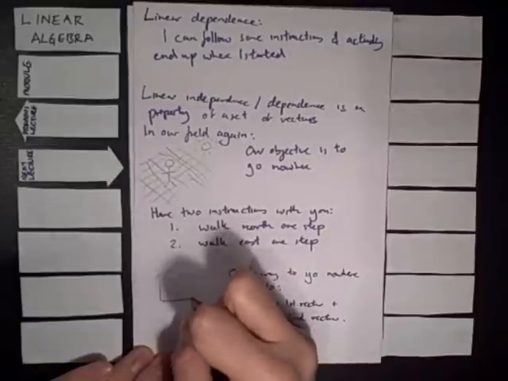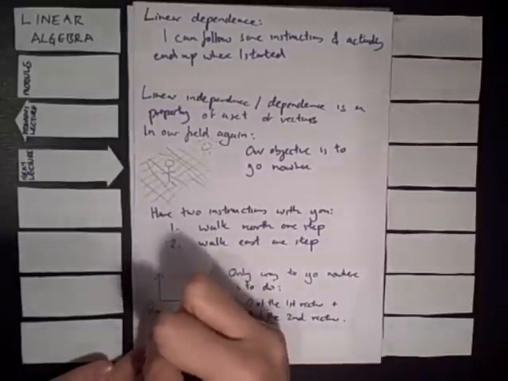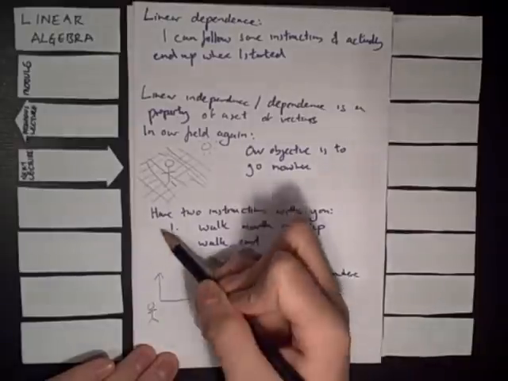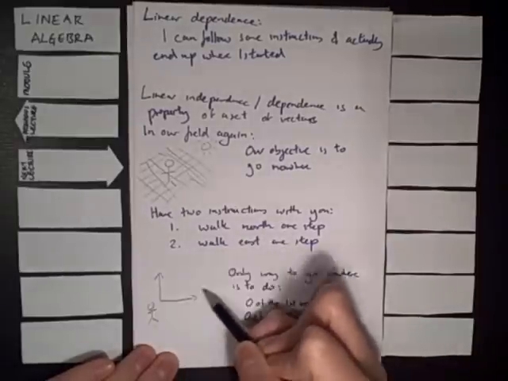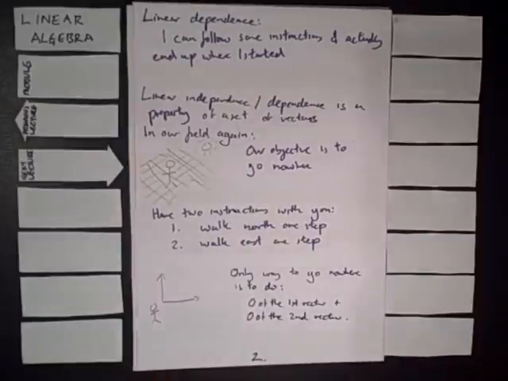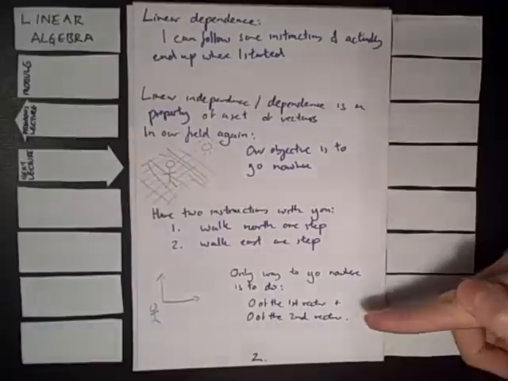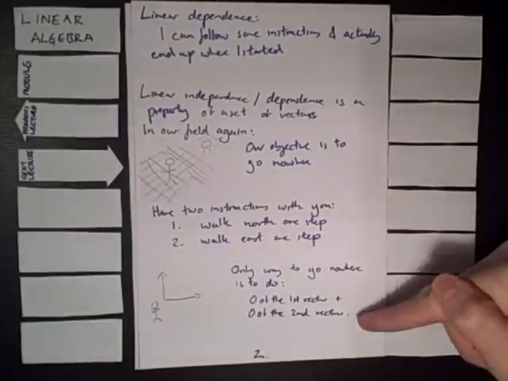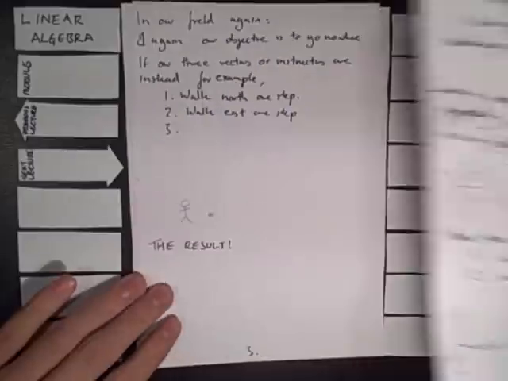So going north, going east, this is our man in the field. If we want to go nowhere, the only way we can do that is by not going north at all and not going east at all, i.e. we take 0 of the first vector, or do 0 of the first instruction, and 0 of the second instruction.